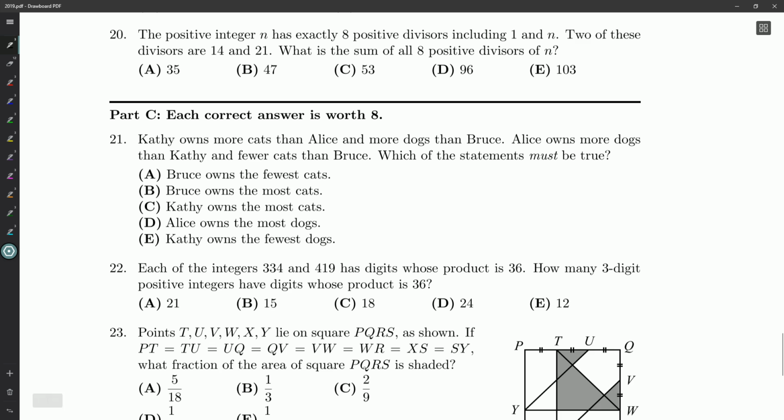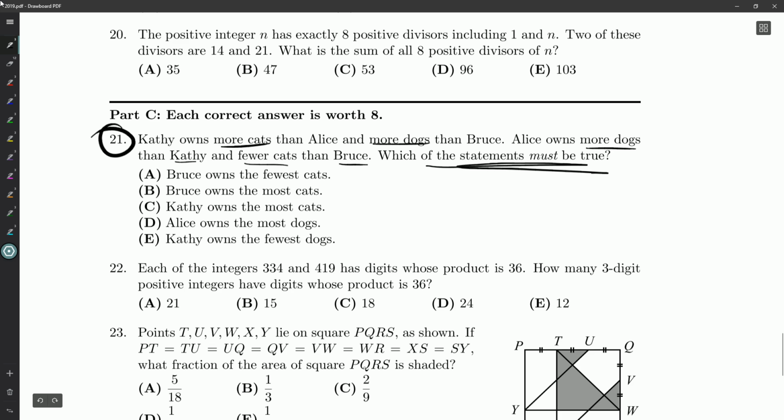Root Beer here, looking at question 21, the first question in Part C on our Grade 7 2019 Gauss paper. Kathy owns more cats than Alice, and more dogs than Bruce. Alice owns more dogs than Kathy, and fewer cats than Bruce. Which of the following statements must be true?